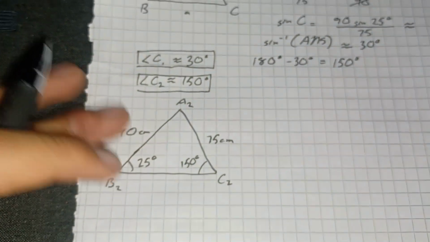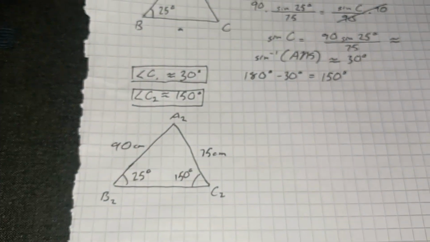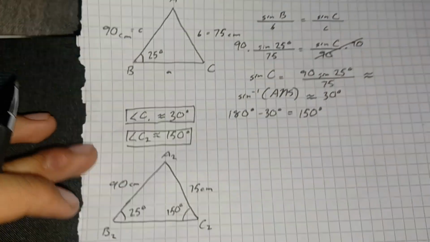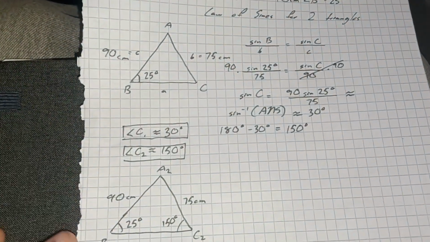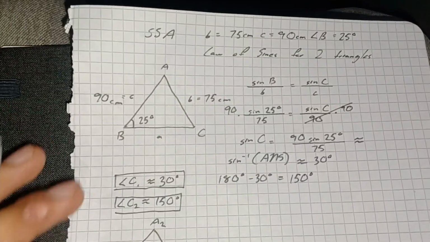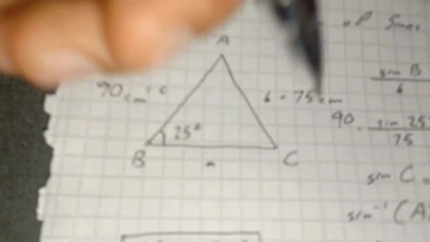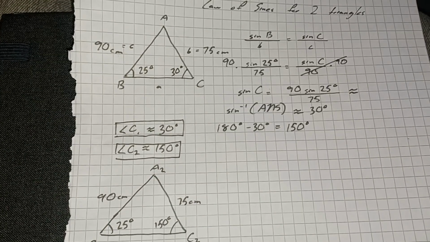Cool. All right, so we have C1 and C2. So let's go ahead and find our angle A1 and angle A2. Let's label it right here too, 30 degrees. All right, cool. Now we're good. Now we're up to date.